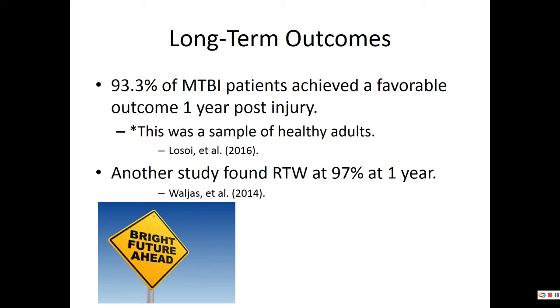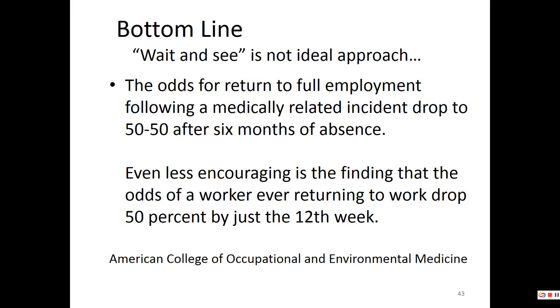So this study by Lasoy in 2016, again, prefaced with healthy adults, found that 93% achieved a favorable outcome and were symptom-free 1 year post-injury. Another one found return to work at 97% at 1 year. I always think in brain injury literature, the statistics are all over the board because it's such a heterogeneous population. You can't control for everybody's external variables, extraneous variables. So depending on the study, even for return to work and concussion, you can see totally different numbers.